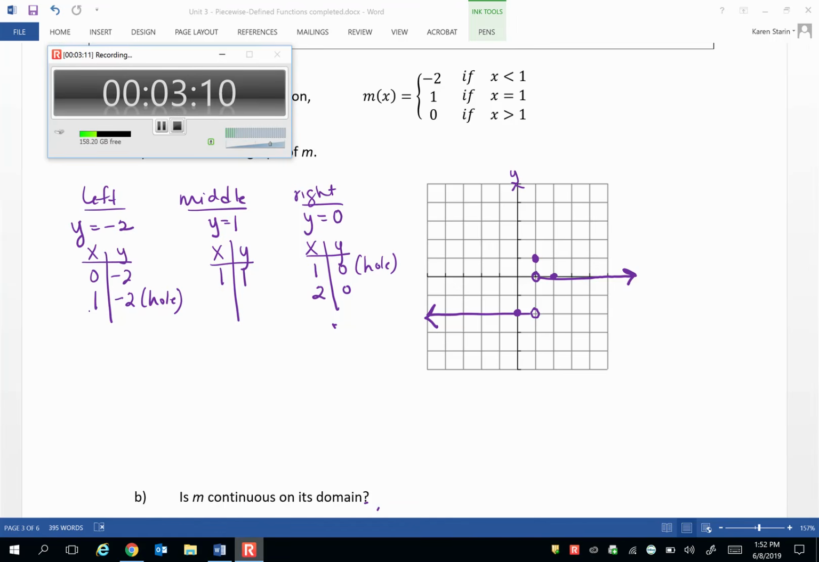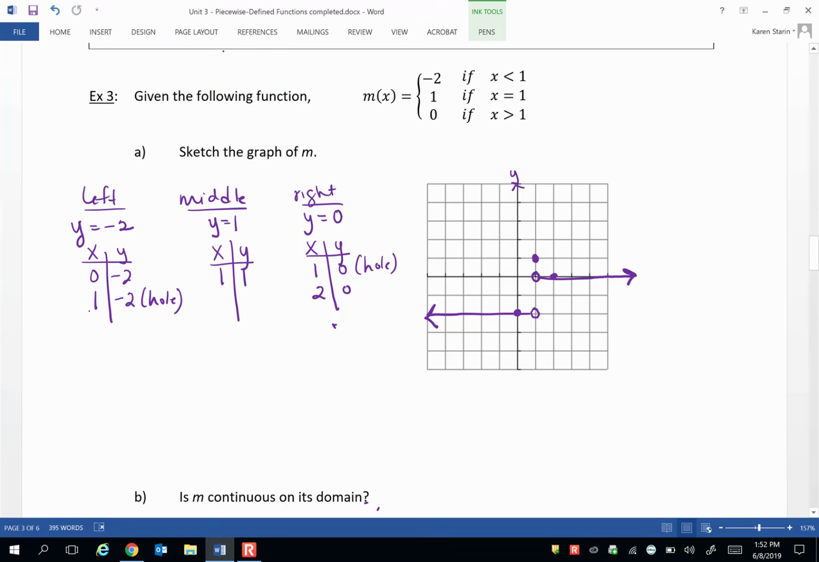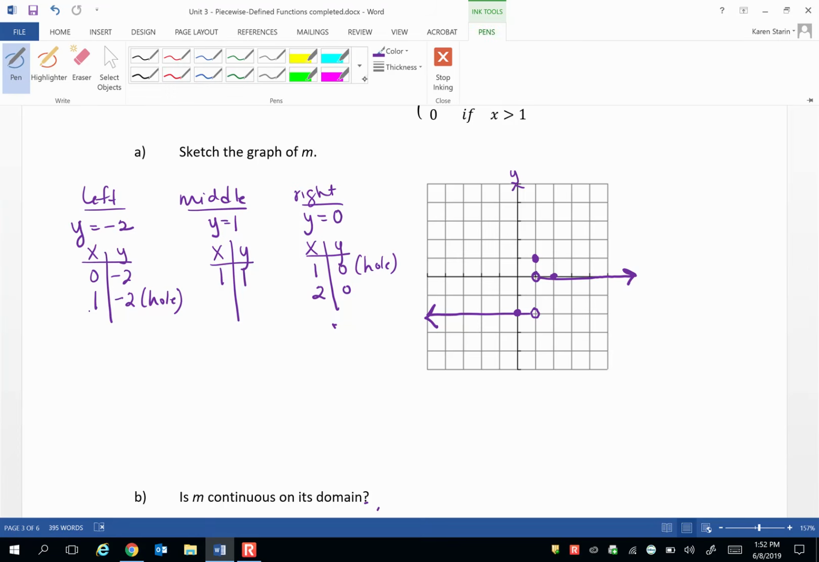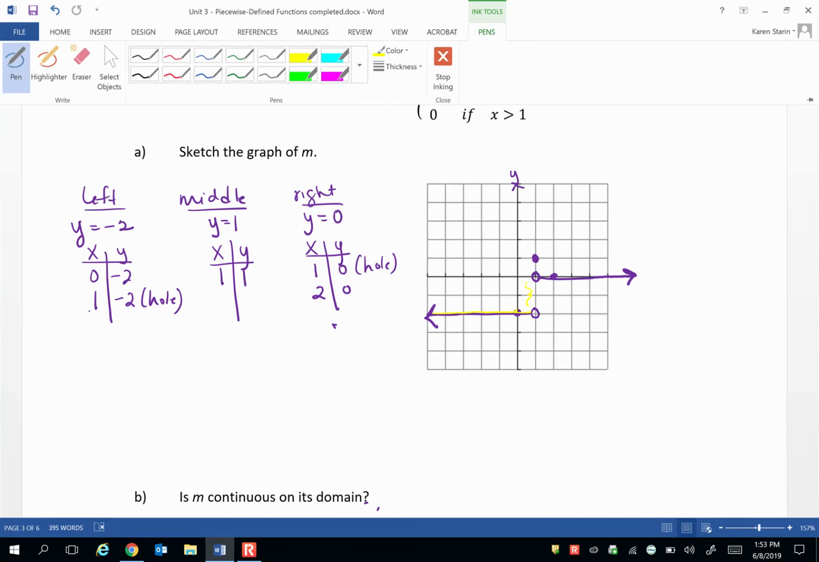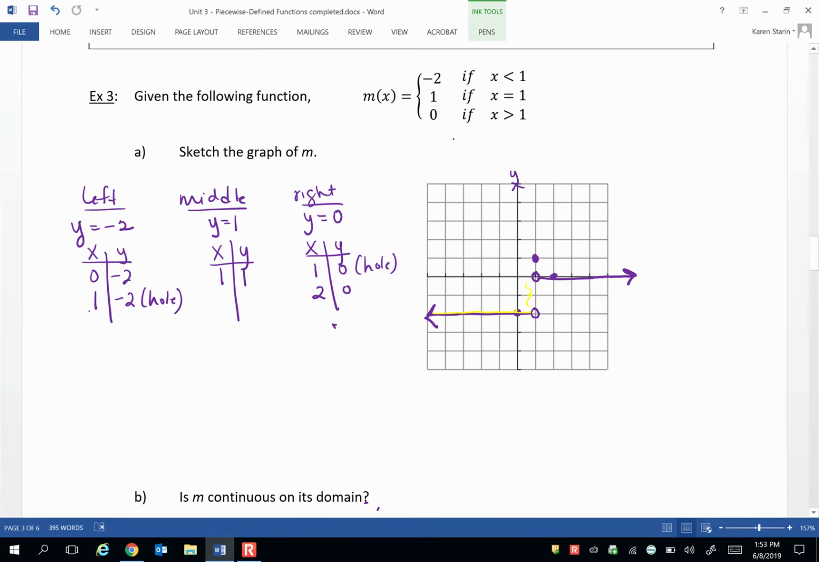Is m continuous on its domain? Well, let's look at it. As we trace this function, I'll get a different color here, let's get a yellow, do you have to lift up your pencil? Well, yeah, right here at 1, there's a hole and there's a gap. So it is not continuous on its domain. It is discontinuous. So the answer to that question is no.